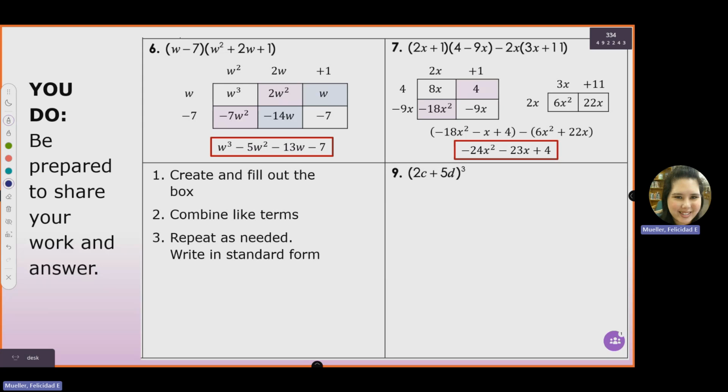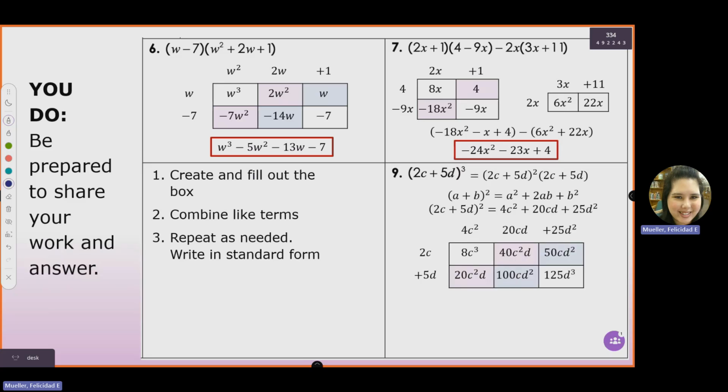And on 9, I want to stress that making sure that we understand that this is really 2c plus 5d times itself 3 times. So I do have a little cheating here. It's not really cheating. If you recall from quadratics, our perfect square trinomials pattern. So I use that to my advantage and do a box, and get 8c cubed plus 60c squared d plus 150cd squared plus 125d cubed.